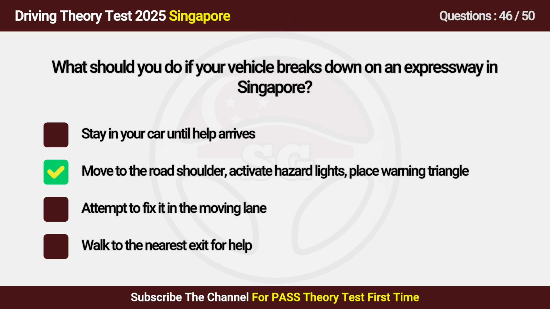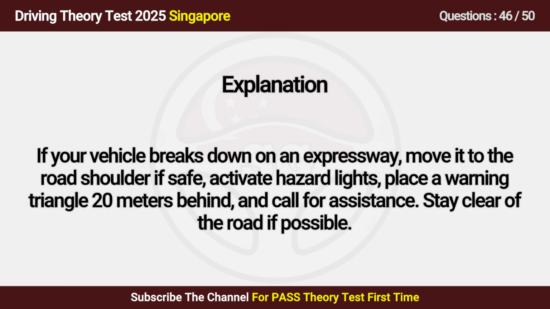Answer is B. Move to the road shoulder, activate hazard lights, place warning triangle. If your vehicle breaks down on an expressway, move it to the road shoulder if safe, activate hazard lights, place a warning triangle 20 meters behind, and call for assistance. Stay clear of the road if possible.